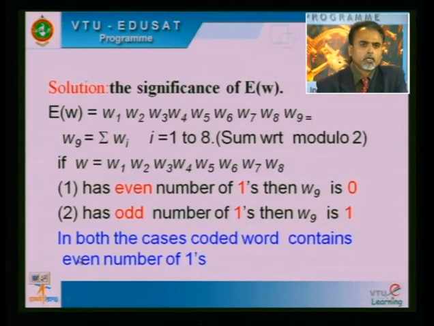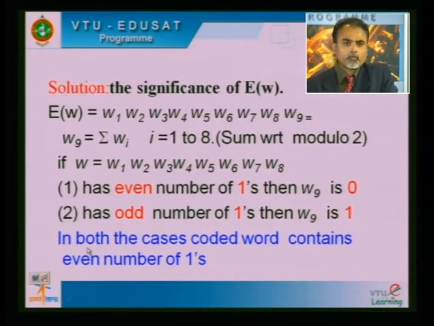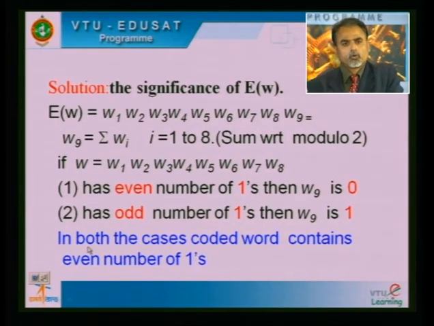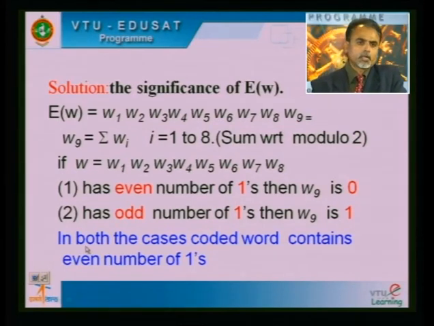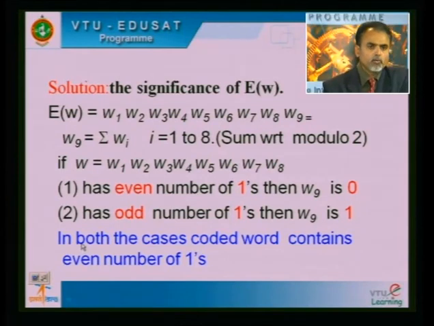The transmitted signal, whatever the receiver end receives, should have an even number of 1s. If there are an odd number of 1s, you are 100% sure that you have an error. This is the error detecting tool, which is the m plus 1 parity checking.